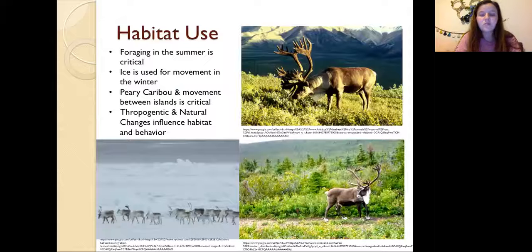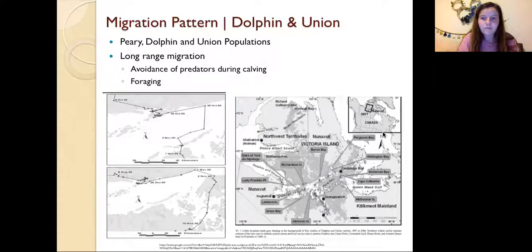Okay, so for their habitat use, foraging is incredibly critical during the summer months because there's a limited window in which they can actually forage for green food that is coming through the tundra. So they actually will use these ice bridges, if you will, in order to migrate and move into those areas to get the green foliage. But this is becoming a problem with climate change. We'll talk about that more in just a moment. So the Peary caribou especially need to be able to jump between different islands and these higher Arctic islands in order to get there. But again, climate change is creating an issue for them to do that.